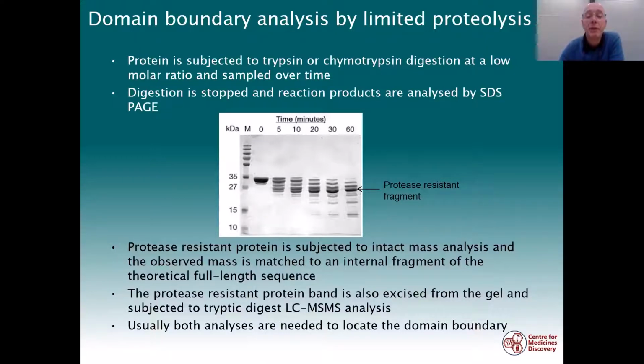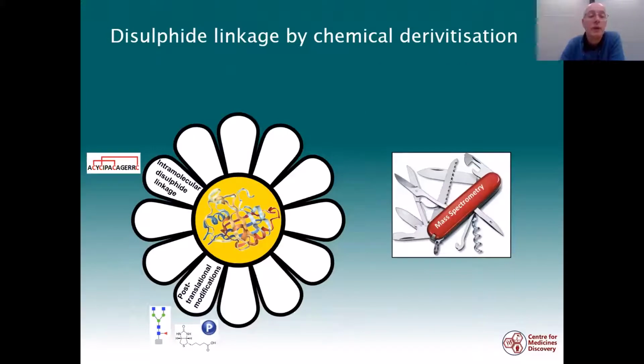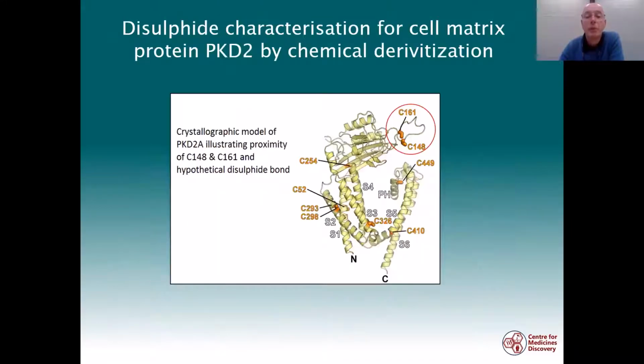And that can be very useful in structural biology, particularly if you want to make stable constructs for crystallization. This is a very good way of working out where those boundaries should be. Another thing we can do with mass spec is measure intramolecular disulphide bonds. So we're not going to get this automatically from the MSMS data.